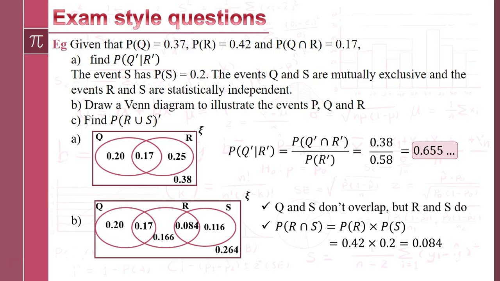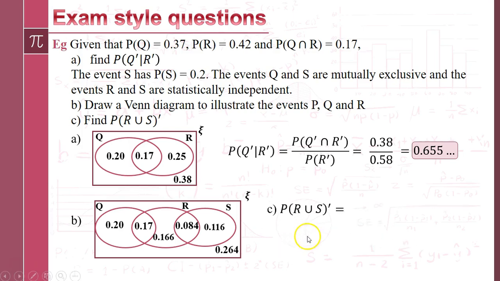And finally, part C, we want the probability that it's not in R or S. So R is there, S is there, not in R or S. It's going to again be the 0.2 and the 0.264. Those two bits there. Add them together. And there we go. There's our answer, 0.464.